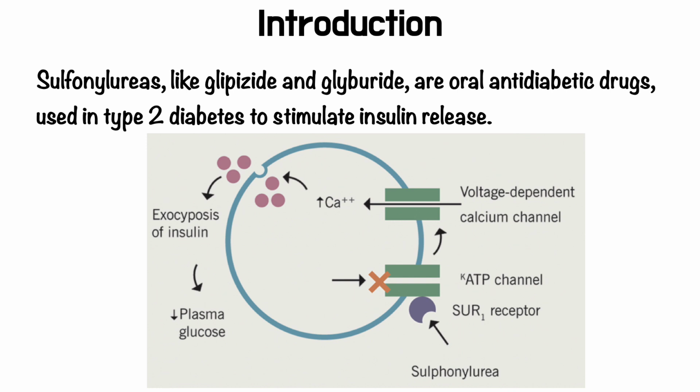Sulfonylureas bind SUR1 receptors, and that is how potassium-sensitive ATP channels are blocked, causing depolarization of the beta cell membrane. That will lead to an increase in voltage-dependent calcium channel opening and influx of calcium, right? And that will lead to calcium-mediated exocytosis of insulin, which will increase plasma insulin level and thus decrease plasma glucose level. So that is the overview.